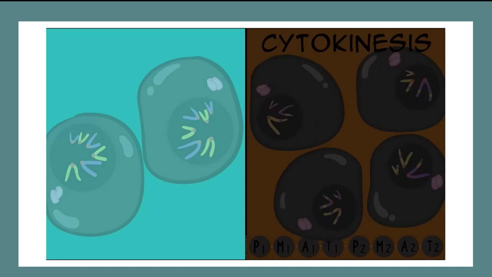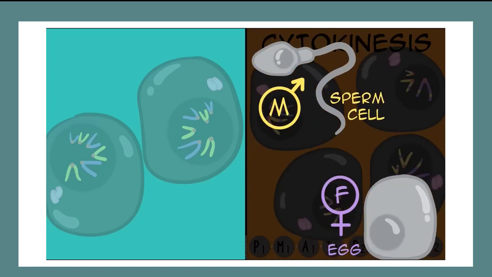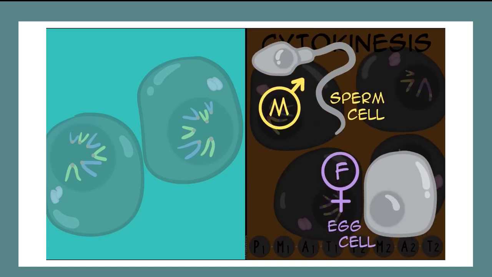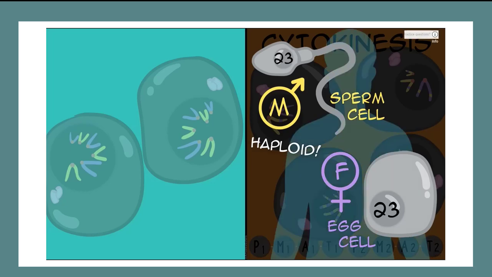Gametes. Males make sperm cells in meiosis, and females make egg cells in meiosis. These gametes are haploid, meaning they have half the number of chromosomes as the original starting cell. In the case of humans, the resulting cells would each have 23 chromosomes.